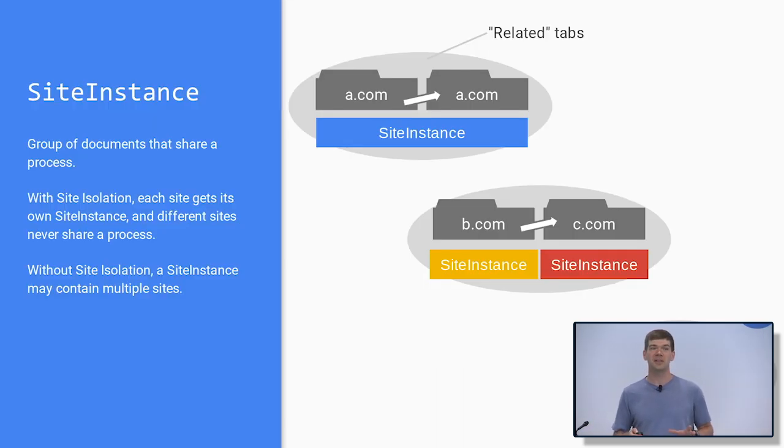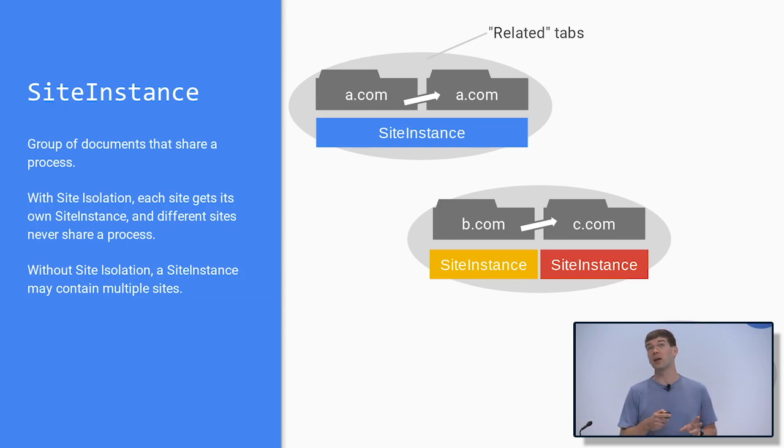And to make some of these process selection decisions, we use a class called SiteInstance. And SiteInstance basically represents a group of documents that share a process. So as I mentioned, same-origin documents that can script each other always end up in the same SiteInstance. So in this example, if a.com window.opens another a.com pop-up, they will end up in the same blue SiteInstance. Now with site isolation, each site gets its own SiteInstance. And different sites never share a process.